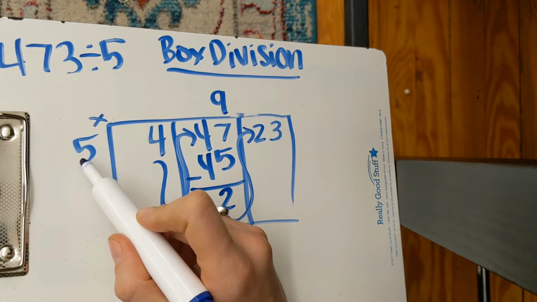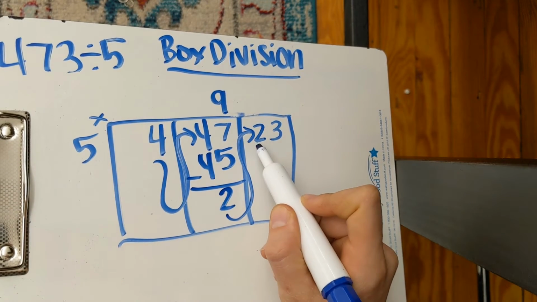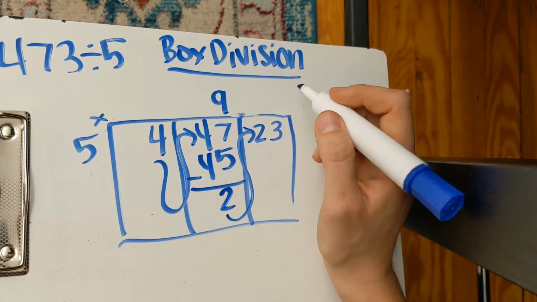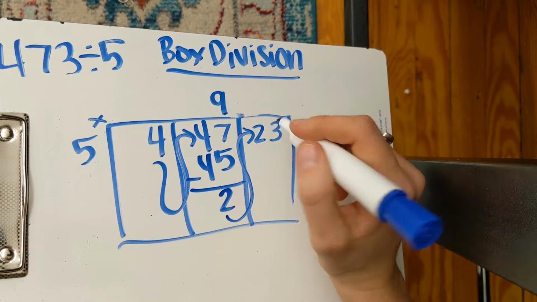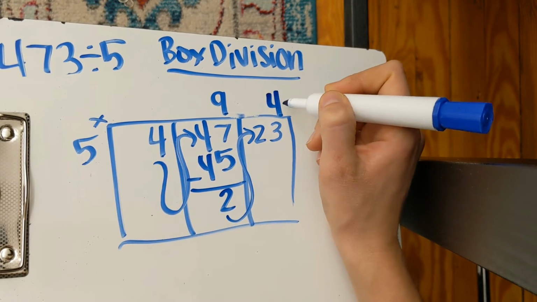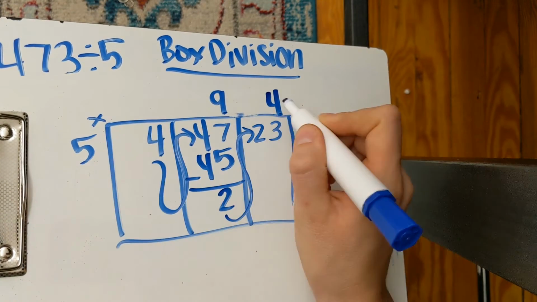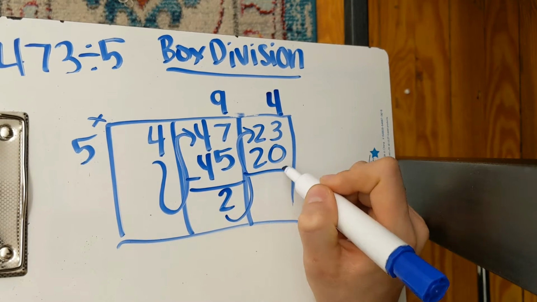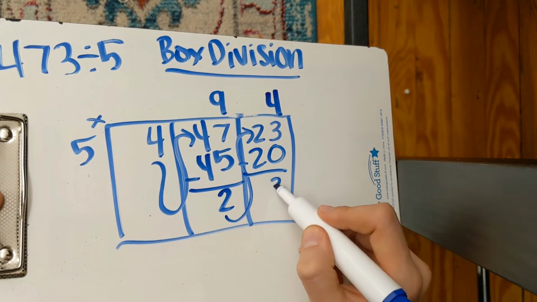We're at the division step, number 1. We're going to think, how many times does 5 fit into 23? 5, 10, 15, 20. 5 times 4 is 20. The 4 comes up for our division step. We do our multiplication step. 5 times 4 is 20. We do our third step, which is to subtract.